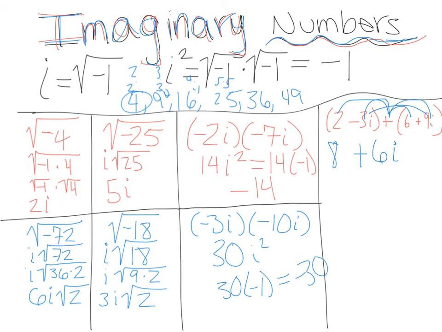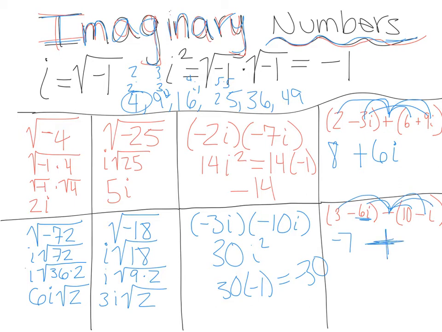And that's it. For this second example here, I'm doing subtraction. 3 minus 10 is going to give me negative 7. And negative 6i minus negative i. When I do minus a negative, remember, minus a negative is going to change that into a plus. And 6i and i, when I combine those, I get 7i. So this would be my final answer.